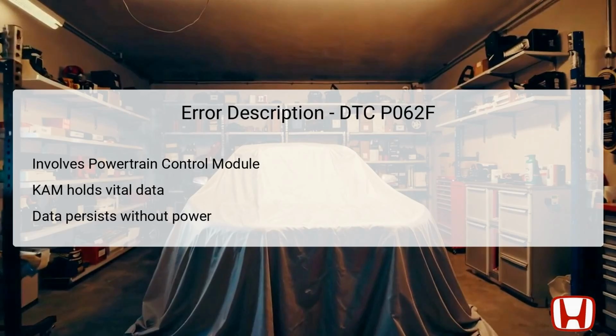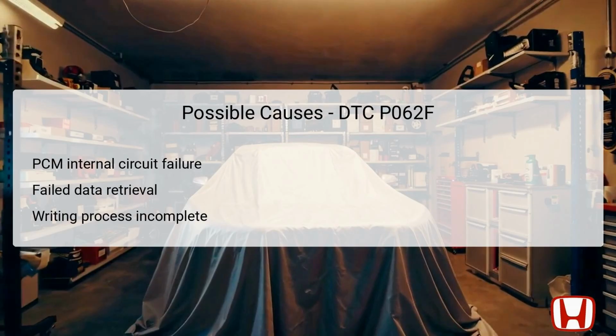Its location is within the PCM, situated under the vehicle's dashboard, typically near the engine bay. A disruption in this process, where data cannot be properly retrieved or written, prompts the PCM to register a malfunction and trigger the DTC, indicating a need for diagnostics and possible repair. There are several potential causes leading to DTC P062F being recorded.